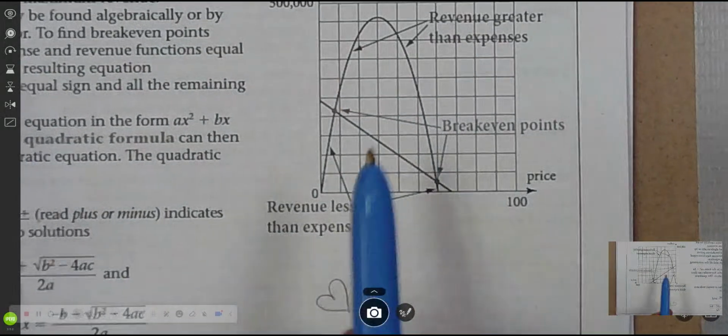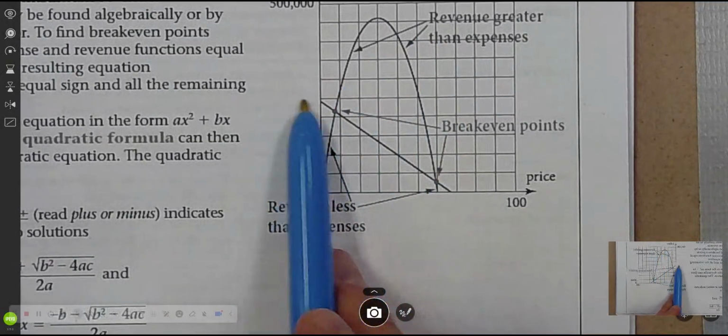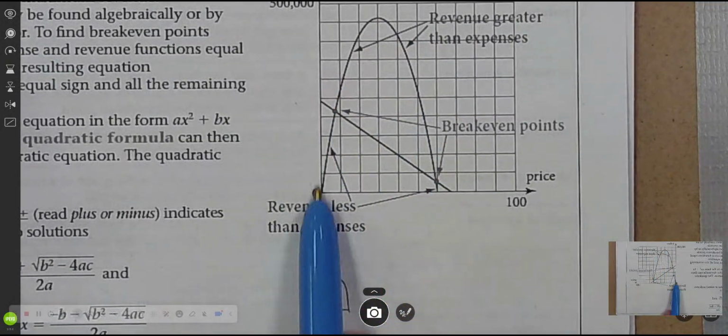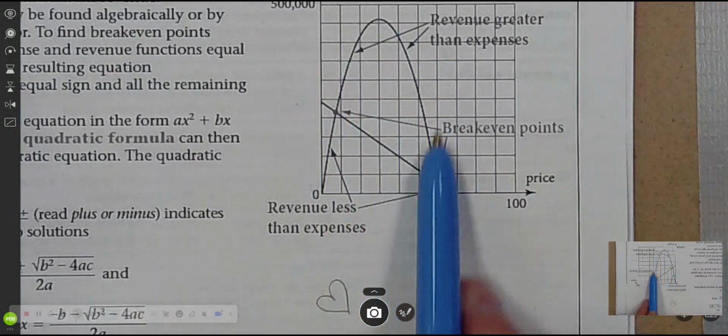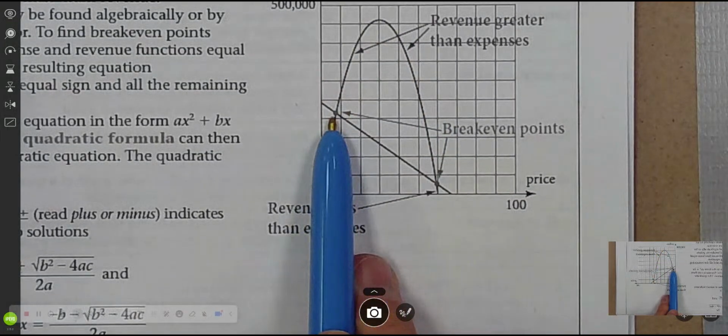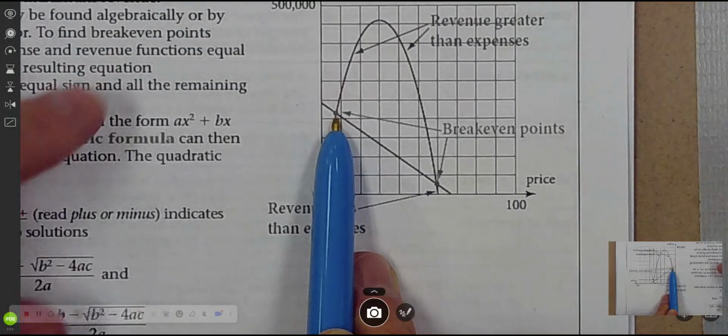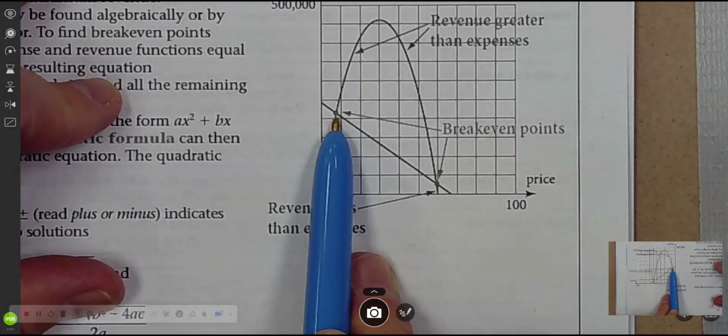Which is saying that one of the break-even prices, I have a quadratic, I have an expense function and a revenue function. The expense function is the straight line. The revenue function is this quadratic, and one of the break-even prices is $1.20. At $1.20, my revenue will equal my expenses, which means I'm making no money.